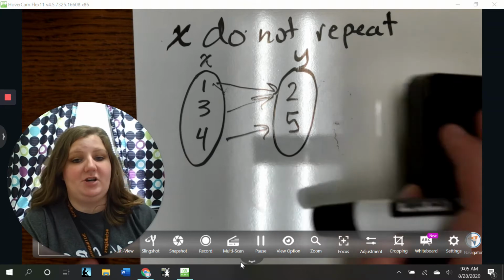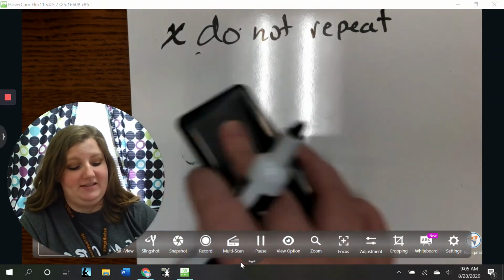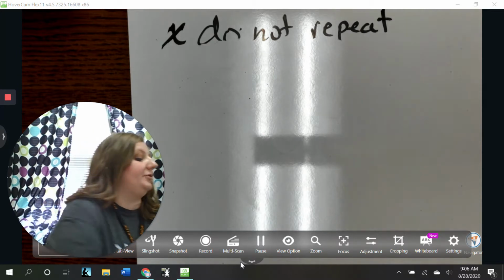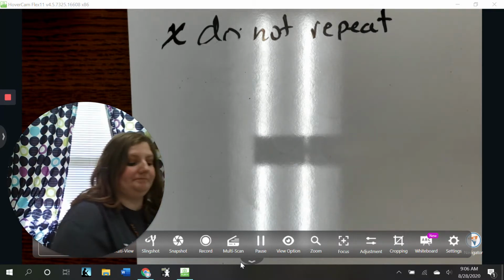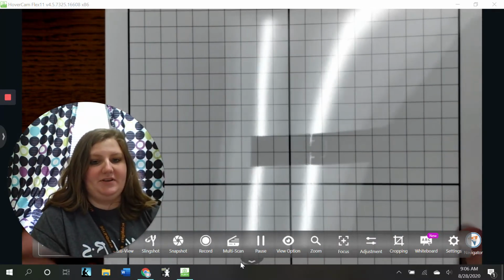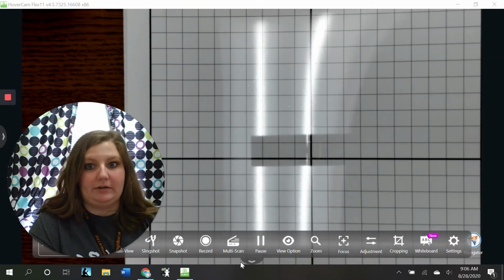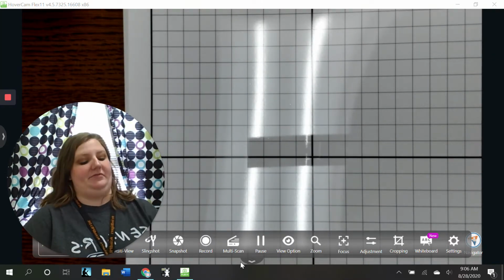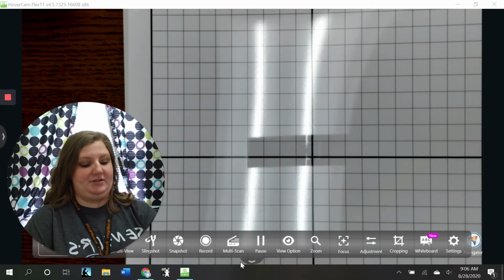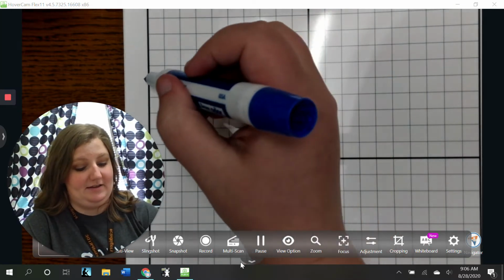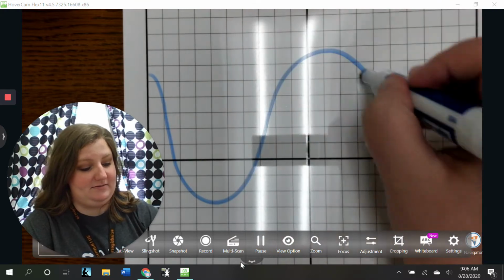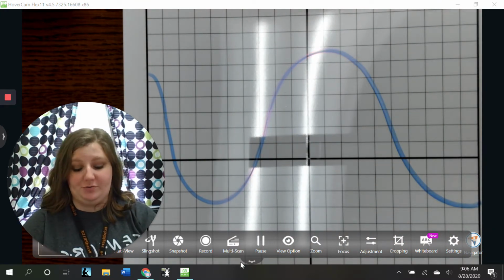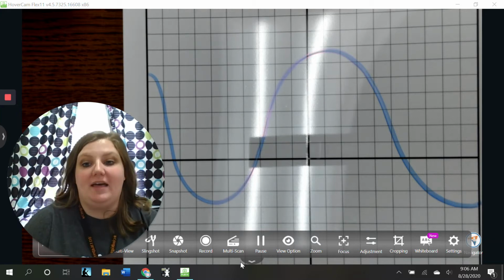The other way we can talk about if something is a function or not is based on the graph. So let me pull out my graph real quick. Okay, so here I've got a graph and it's going to have a lot of glare on it. I'm sorry. So if we had a graph of a function that looked like this, whatever function that is, it's just some random wave I drew. For it to be a function, the x's can't repeat.